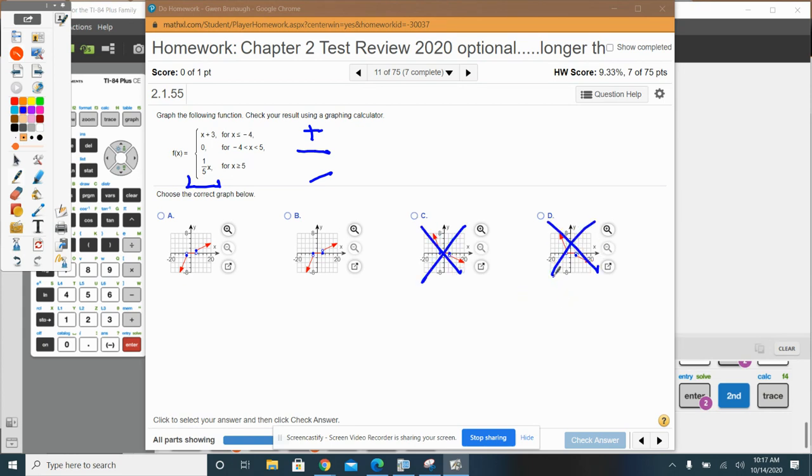Now I'm going to be looking at my endpoints. And the best thing to do here is to realize that the first graph is going to have a solid dot. And my first graph does have a solid dot here, but this one has an open circle. So I already know my answer is A.